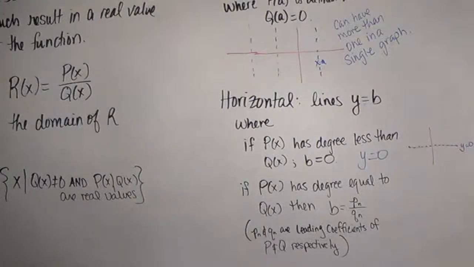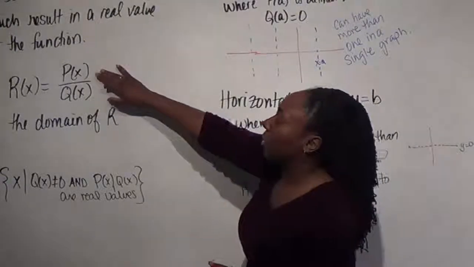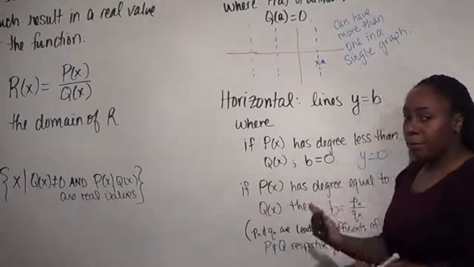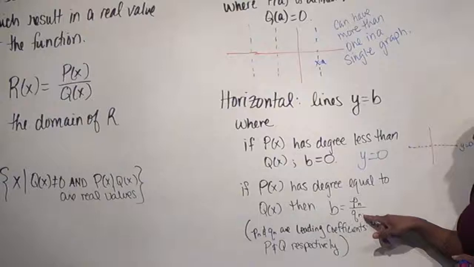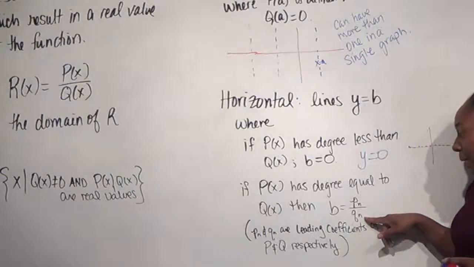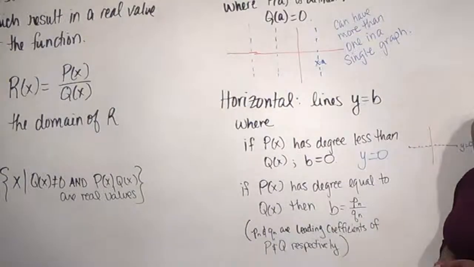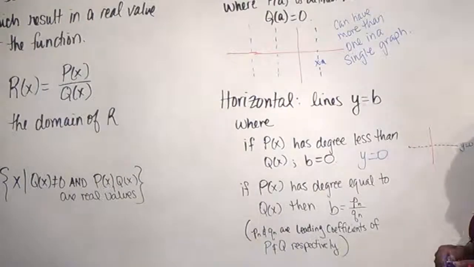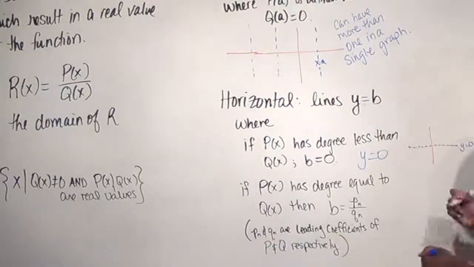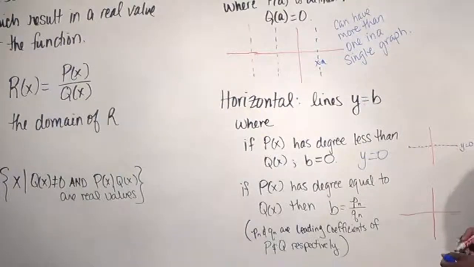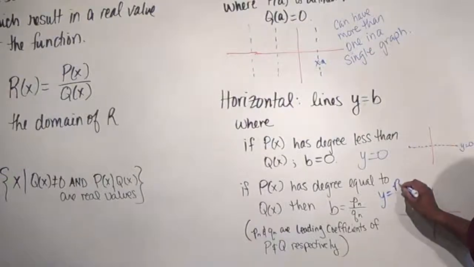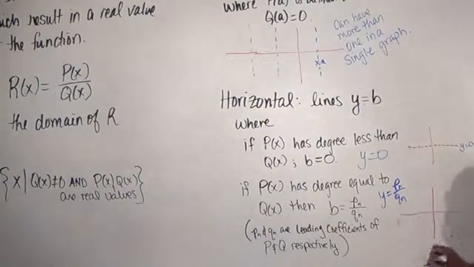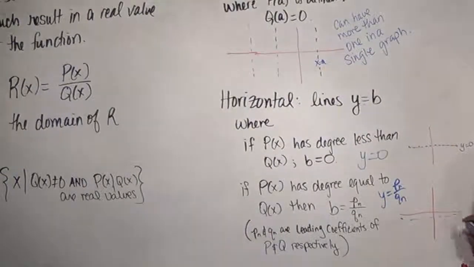Okay? If p of x has the same degree as q of x, so again, if I'm looking at p over q and those degrees are exactly the same, then b is going to equal p sub n over q sub n, where these are the leading coefficients of our polynomials. Okay? And so in this case, y equals some p over q. So it's just some other horizontal line.